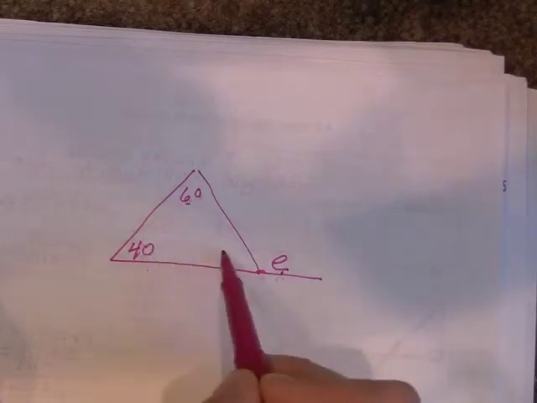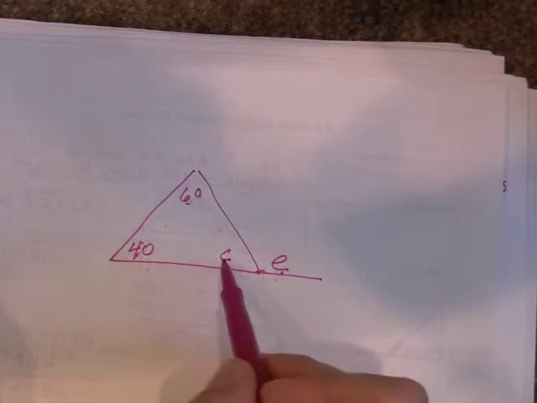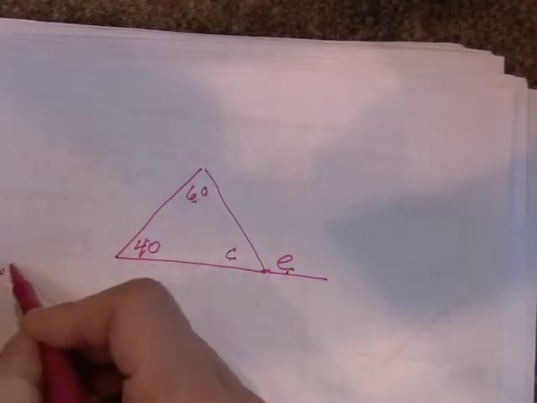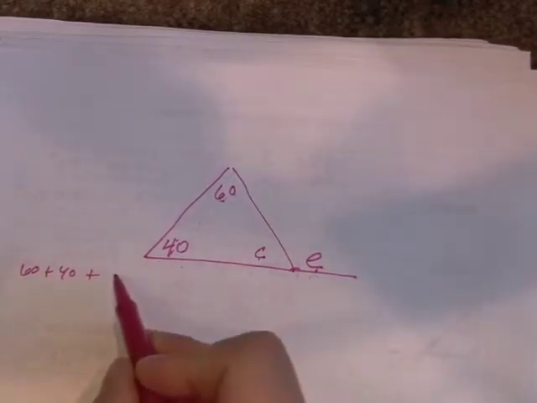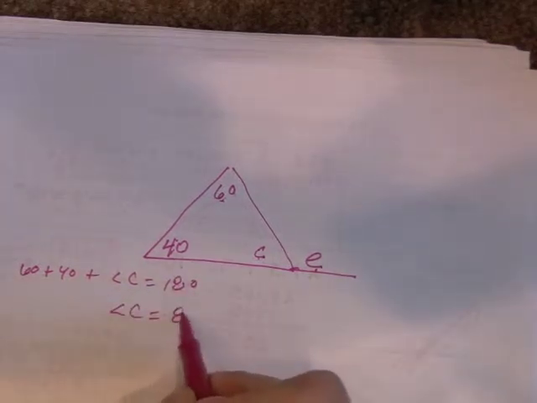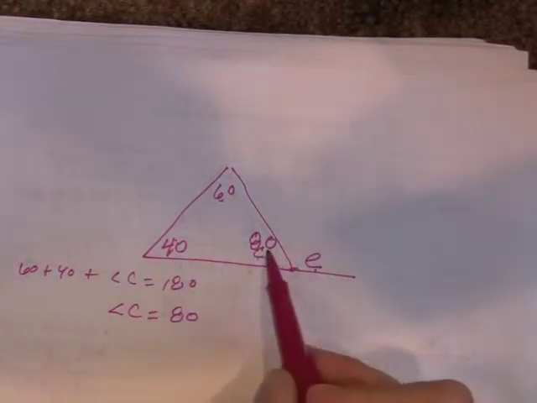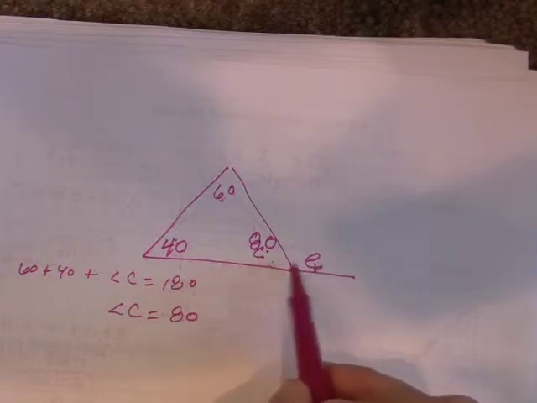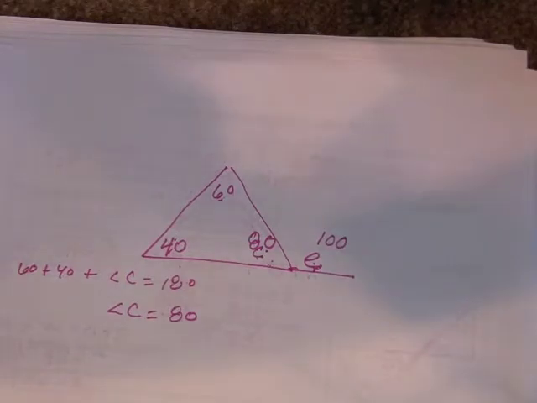Well, all three angles here, the inside, we'll call this angle C here, these three angles will add up to 180. So I know that 60 plus 40 plus angle C will equal 180. So angle C must be 80 degrees. So this is 80 degrees. So E and this interior angle right here are forming a linear pair. So E must measure 100 degrees.